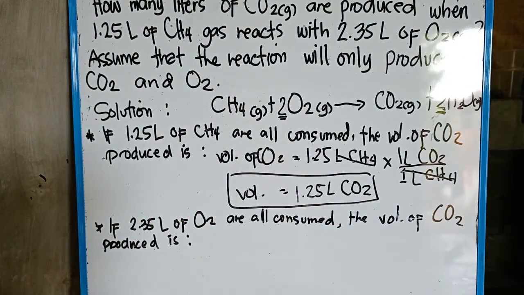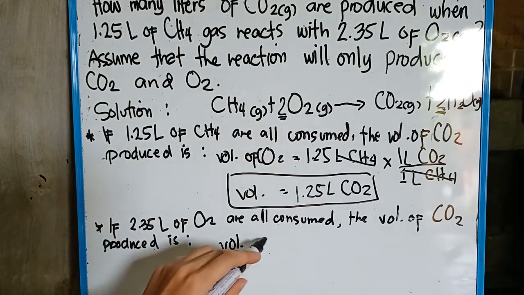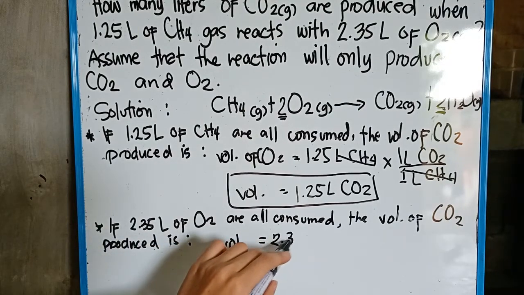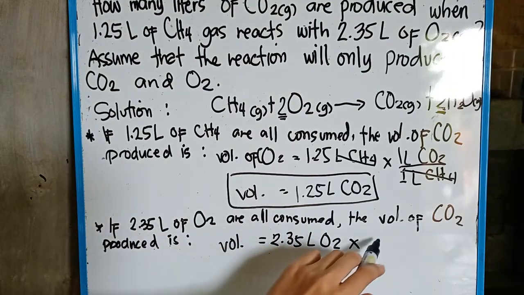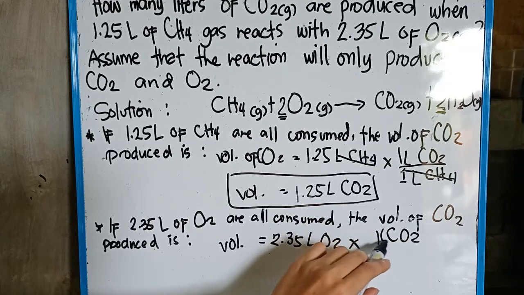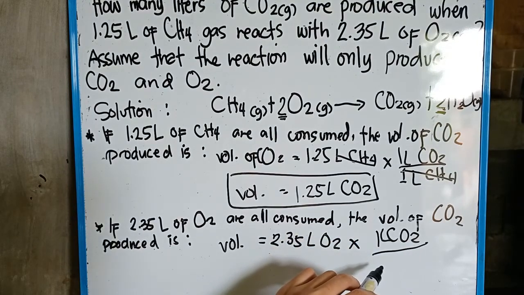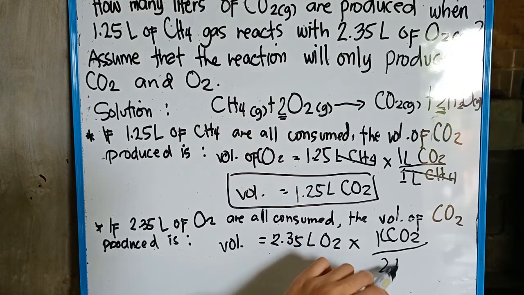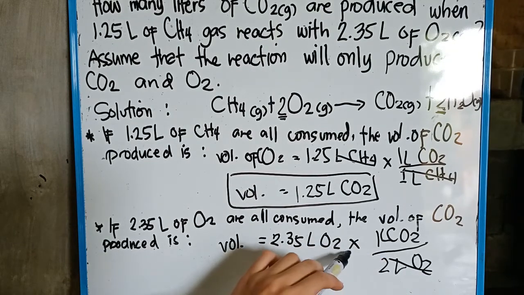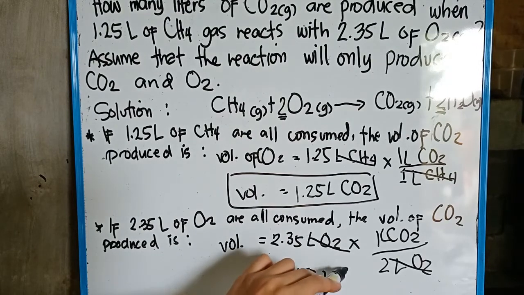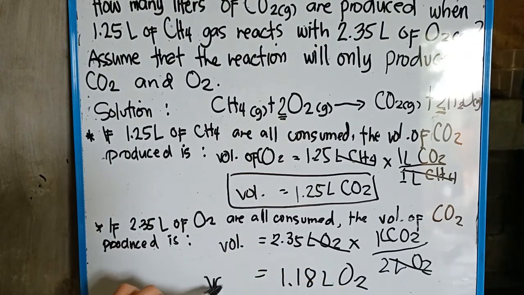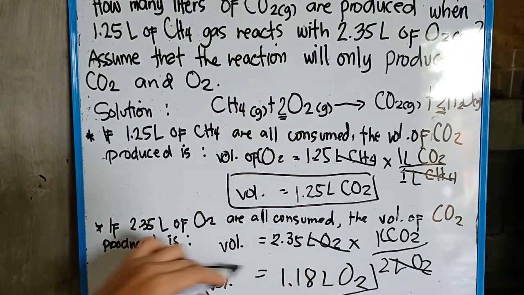So very easy. For the second, get the volume. So 2.35 liter of oxygen gas multiply to 1 CO2 or 1 liter over oxygen gas, 2 liter of oxygen gas. So, cancel out. So, 2.35 divided to 2, which is 1.18 liter of oxygen gas. So, that is our volume.